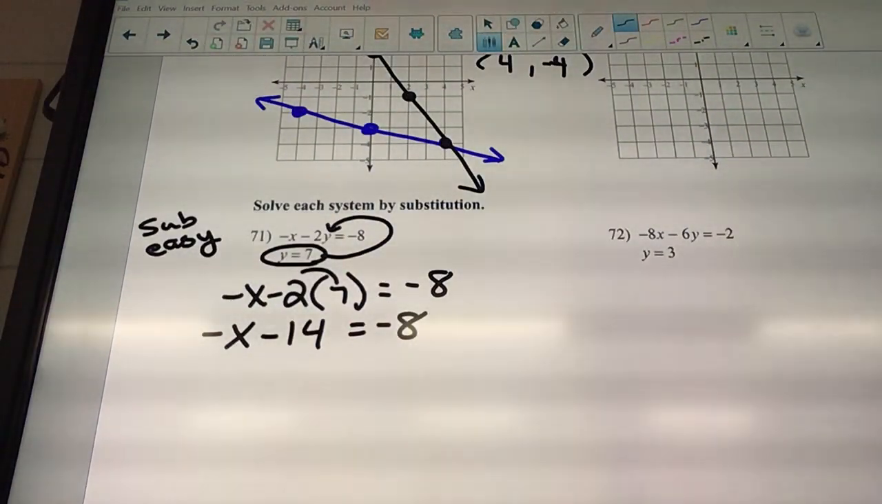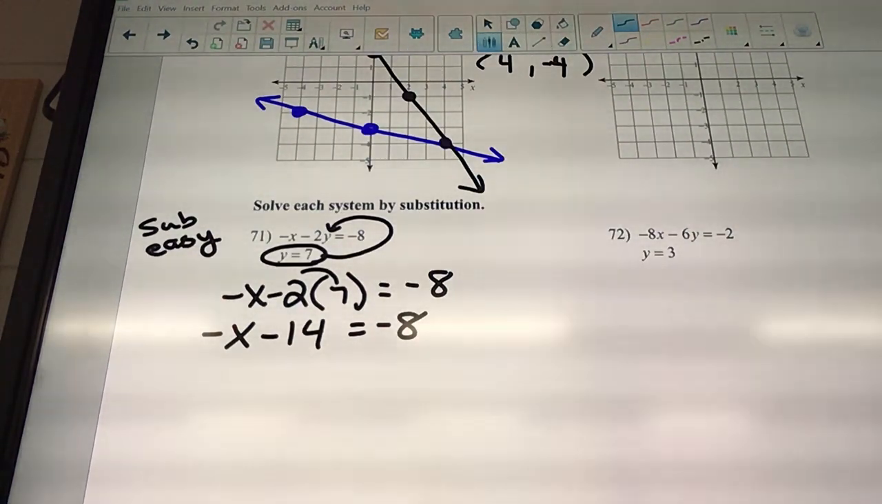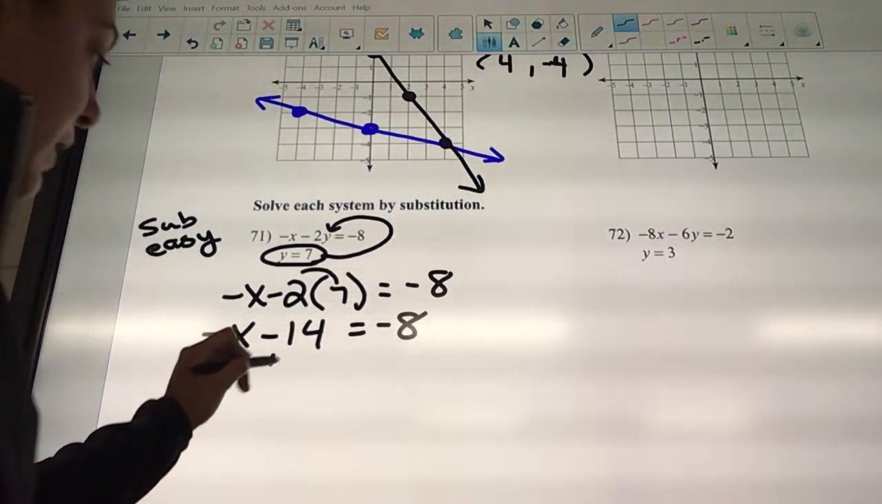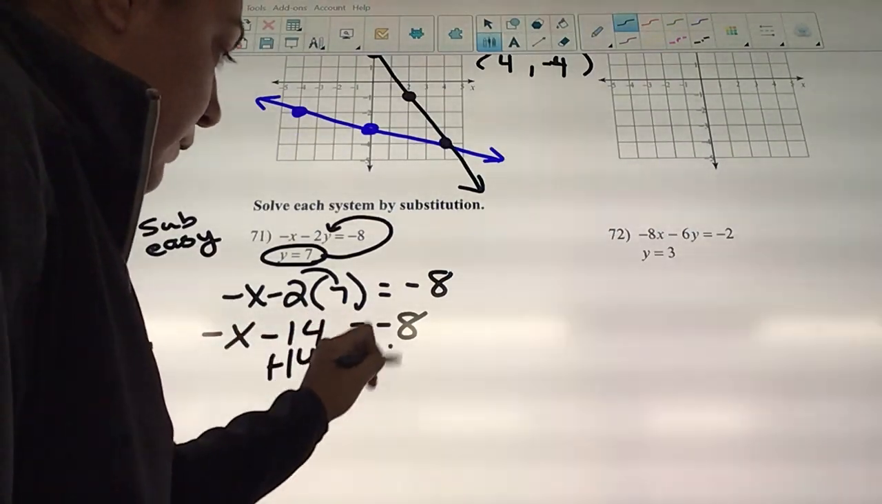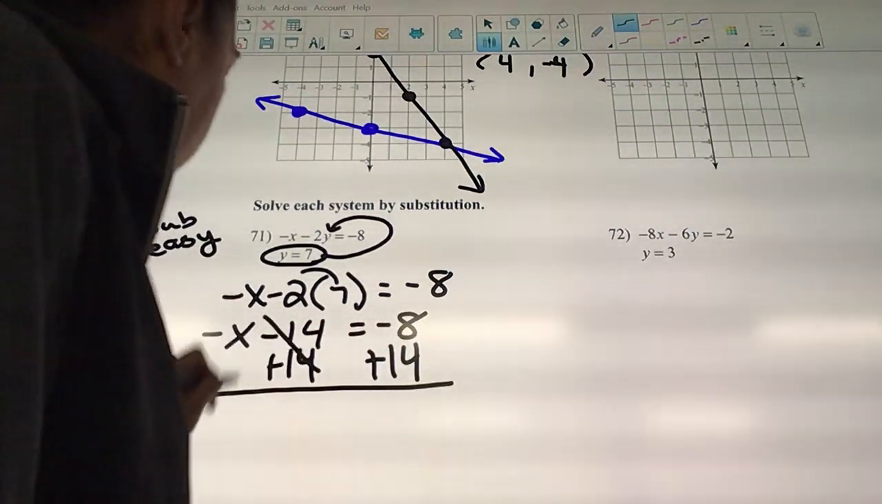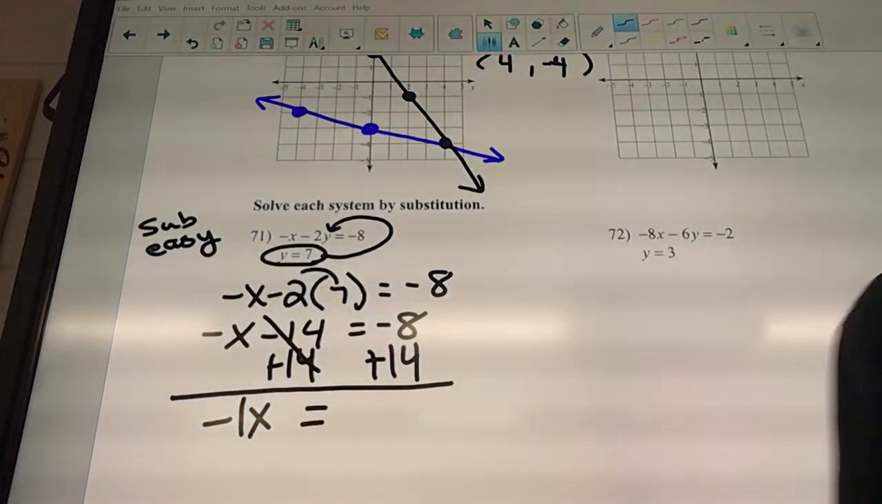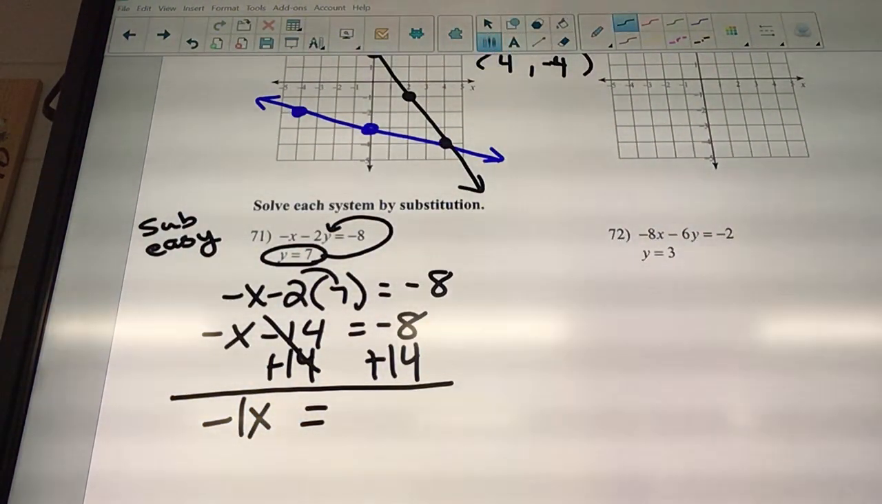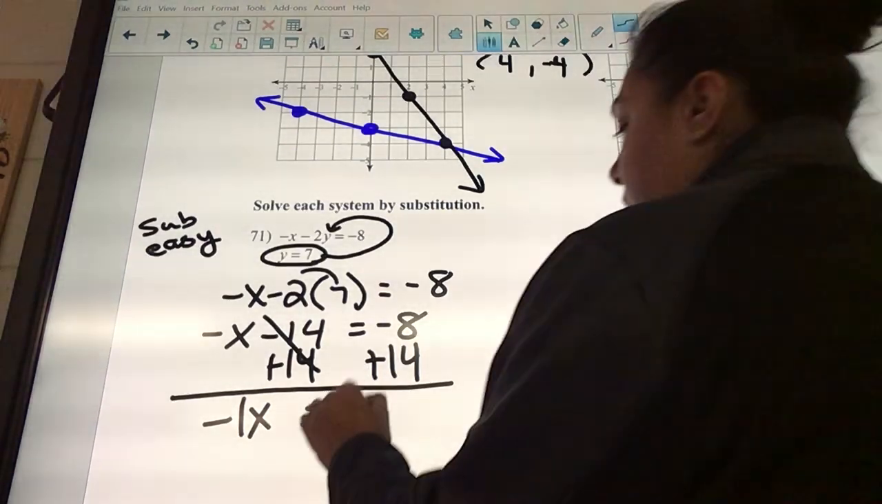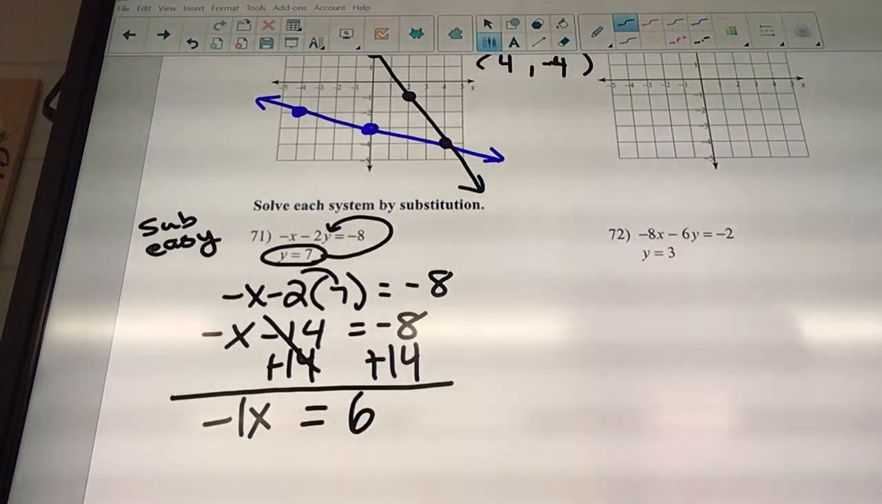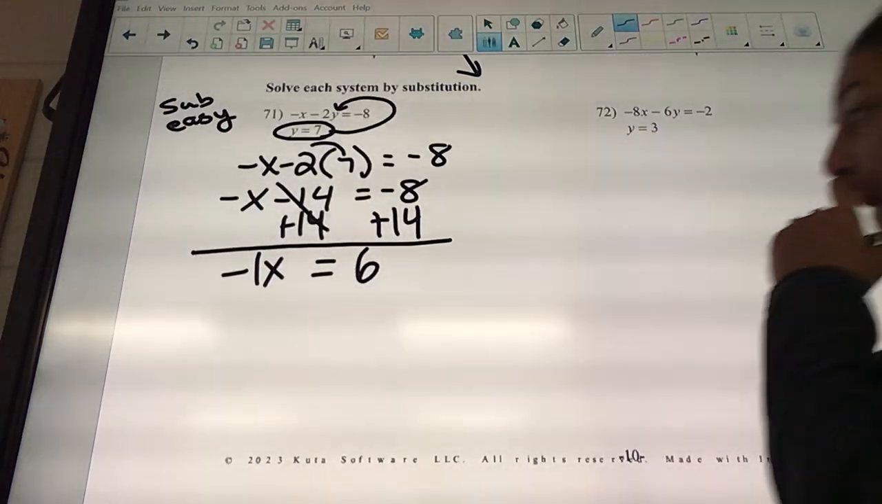A lot of times you're going to combine next, but in this case we can't. So we're going to add or subtract. We're going to say plus 14, plus 14. So I got negative 1x. What is negative 8 plus 14? 7? 6? 6. And then our last step is always to do what? Divide.